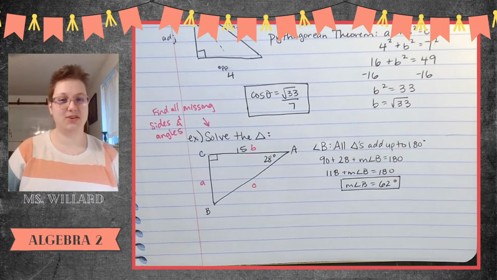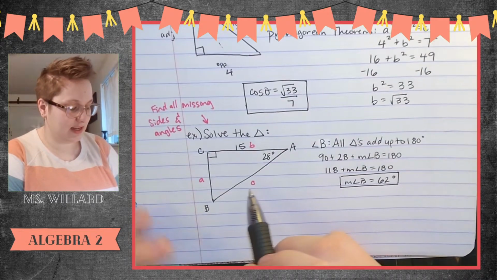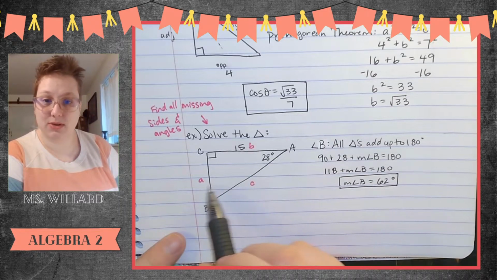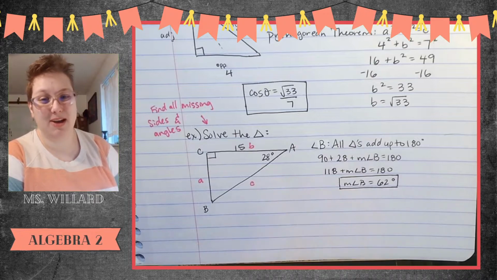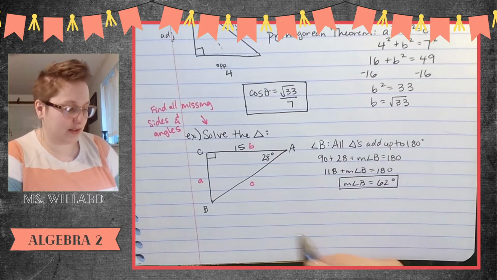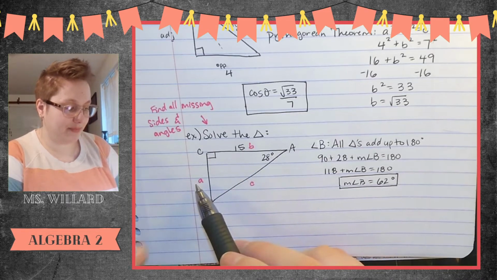Okay, now for either side A or side C, I need to use SOHCAHTOA. It doesn't matter which one I start with, but the other one I'm not going to use SOHCAHTOA on. I'm going to use the Pythagorean theorem. So let's just say that I'm going to start with A.